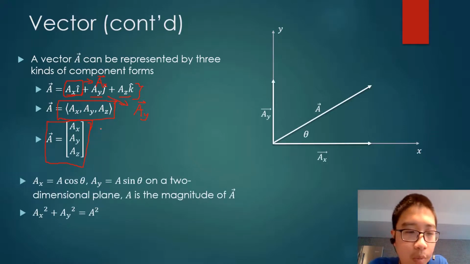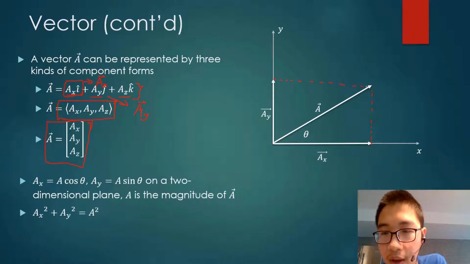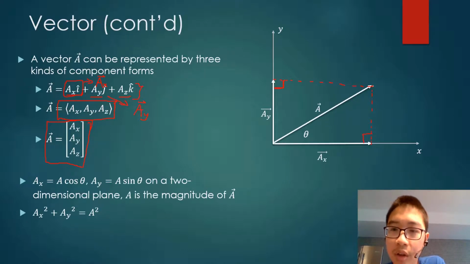On a 2-dimensional plane, we can simply break up a vector into 2 components, an x component and a y component. It's really easy to calculate the magnitude of each component by using trig functions. If we connect the tip of A and AX and AY and the tip of A, we can figure out that it should be a right angle. This is also a right angle, so which means we form two right triangles.